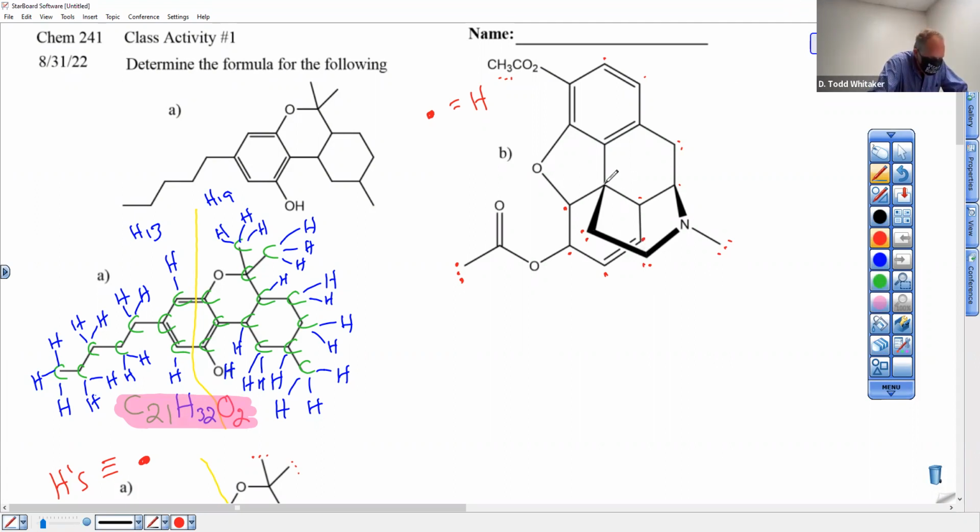Nothing here, right? 4 bonds showing. I just want to double check, make sure I got them all. 1, 1, 3. I think I got them. I think I got good cuts here.